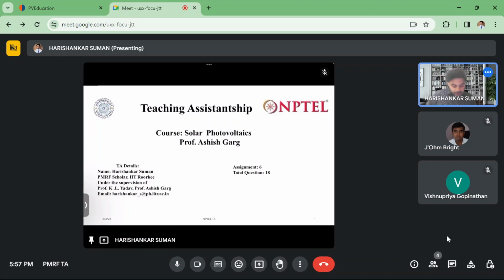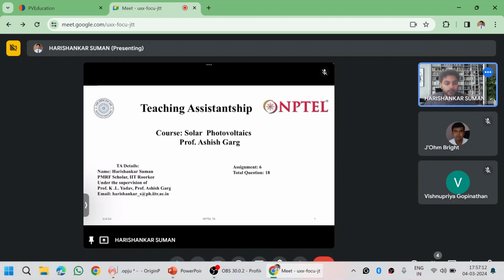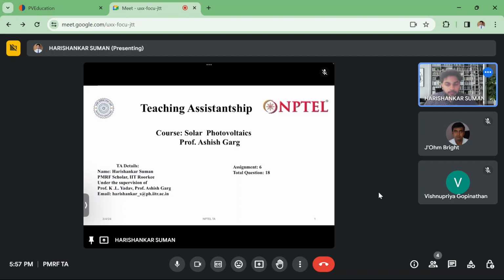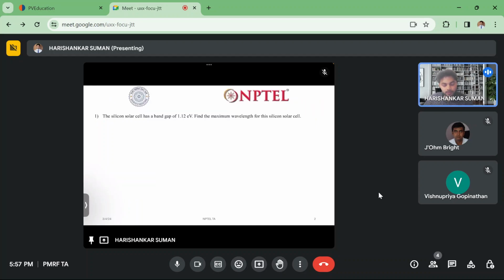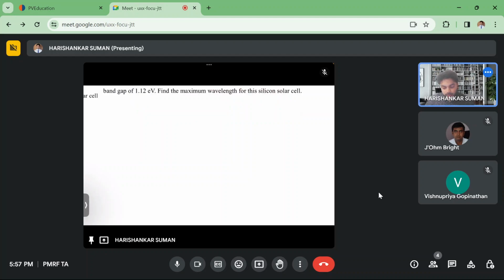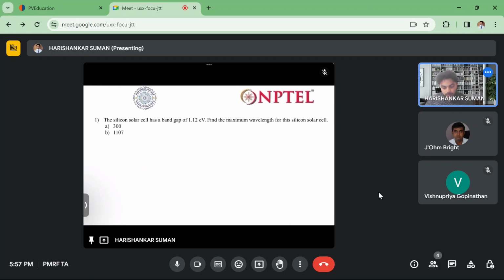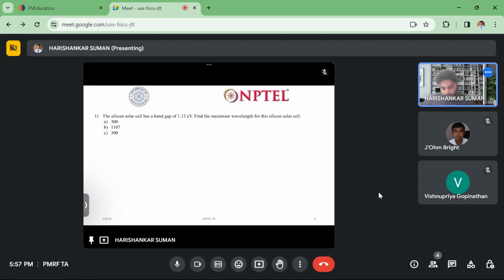Today we will discuss Assignment 6, and here is the 18th question. The first question today is this: the silicon solar cell has a band gap of 1.12 electron volt. Find the maximum wavelength for this silicon solar cell. These are four options. Please solve this question.